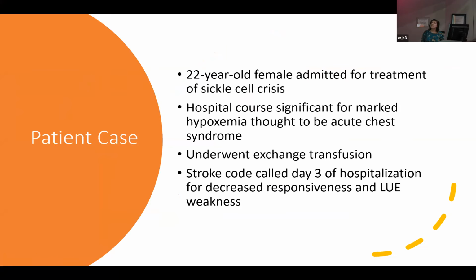Good morning, everyone. Today's case is about a 22-year-old female admitted to Dhoot for the treatment of sickle cell crisis. Her hospital course was significant for marked hypoxemia, thought to be related to acute chest syndrome, for which she underwent exchange transfusion. We became involved on day 3 of her hospitalization when a stroke code was called for progressive decreased responsiveness, followed by left upper extremity weakness. The decreased responsiveness had been over a period of several hours, so she was not a candidate for any vascular intervention due to an unknown last known well.